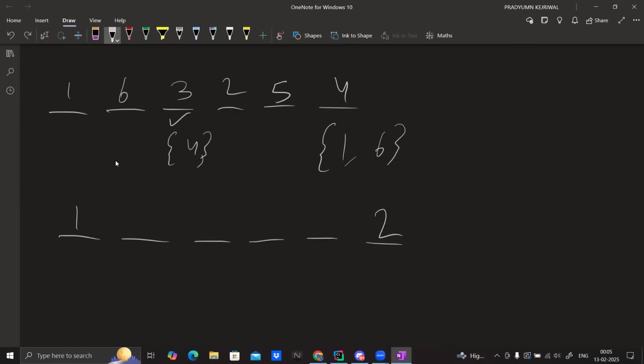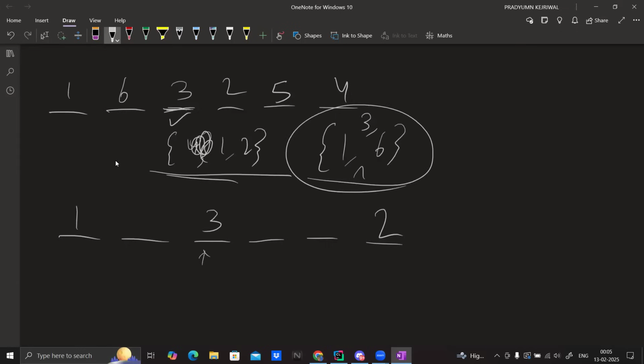Now 3 came and sat at position number 3. So this 4 actually broke into 1 and 2, and another index 3 was added to the set. Using this multiset and this set, I can figure out whether the rule is getting broken or not. Right now it is like this.